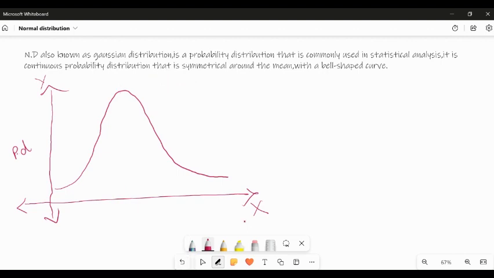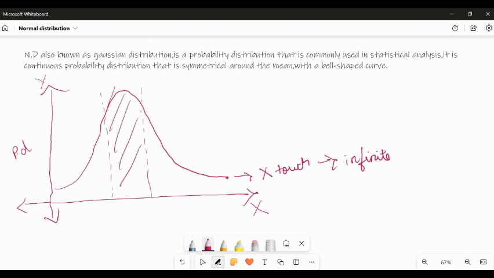Now, the curve that you can see over here doesn't touch the axis at all. It goes on to infinity, it might touch at infinity, but it goes on to infinite values. The x value extends to infinity, you can say. In this region that you can see over here, the major number of points lie.